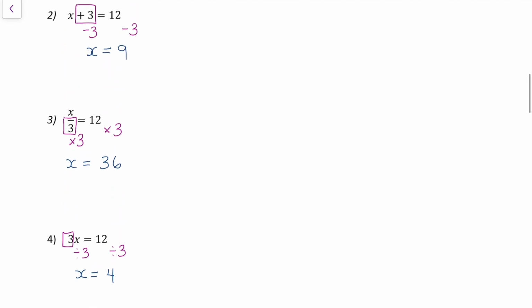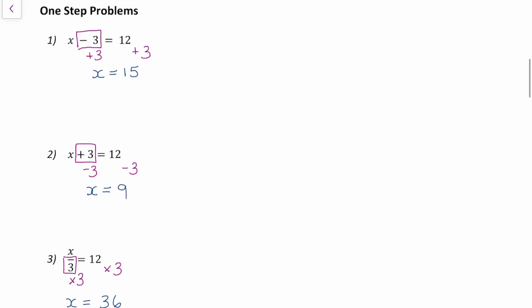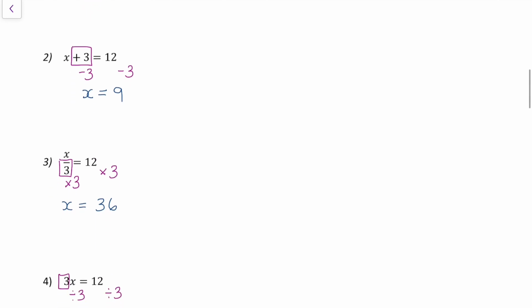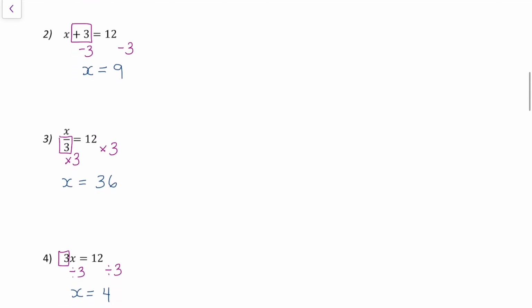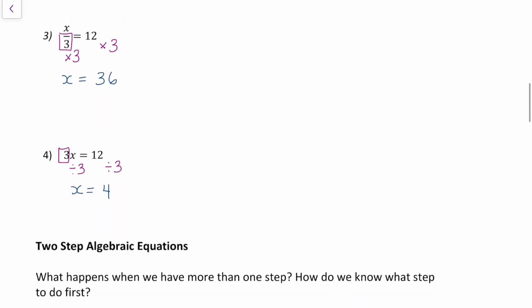So let's again just take a look. If I have a subtraction, I'm going to add in order to get rid of it, and I'm going to do that to both sides. If I have an addition, I'm going to subtract from both sides. If I have division, I'm going to multiply. And if I have a multiply, I'm going to divide.